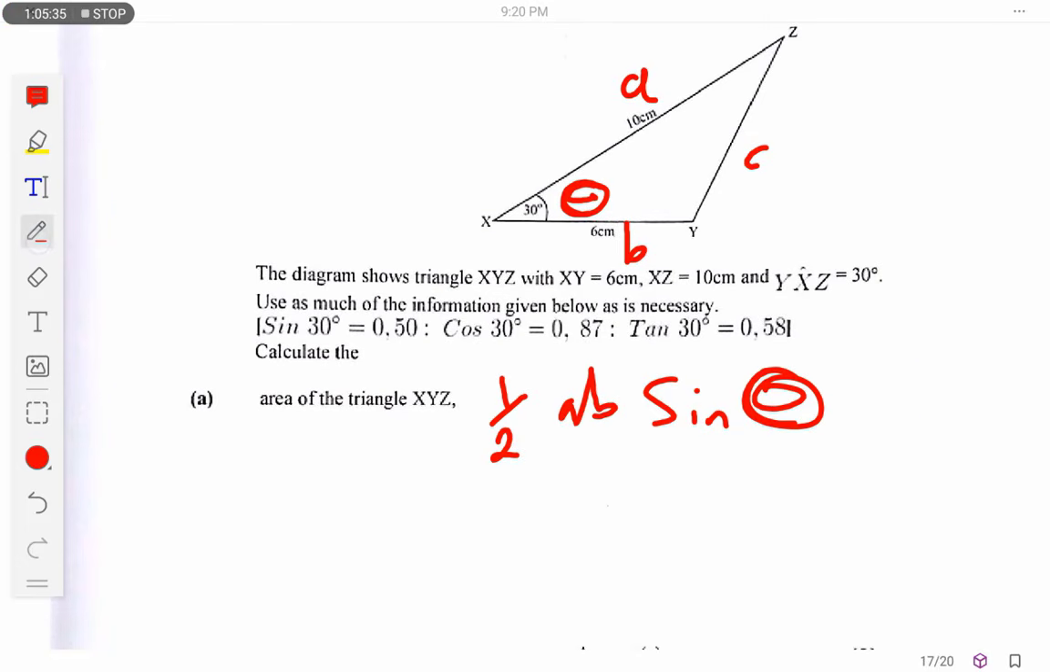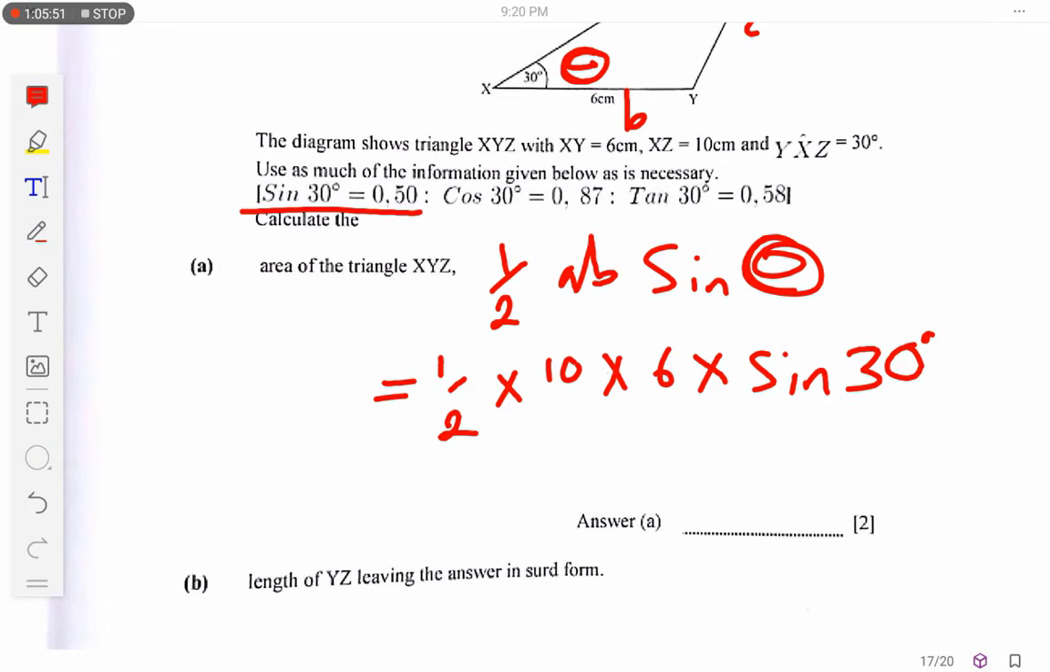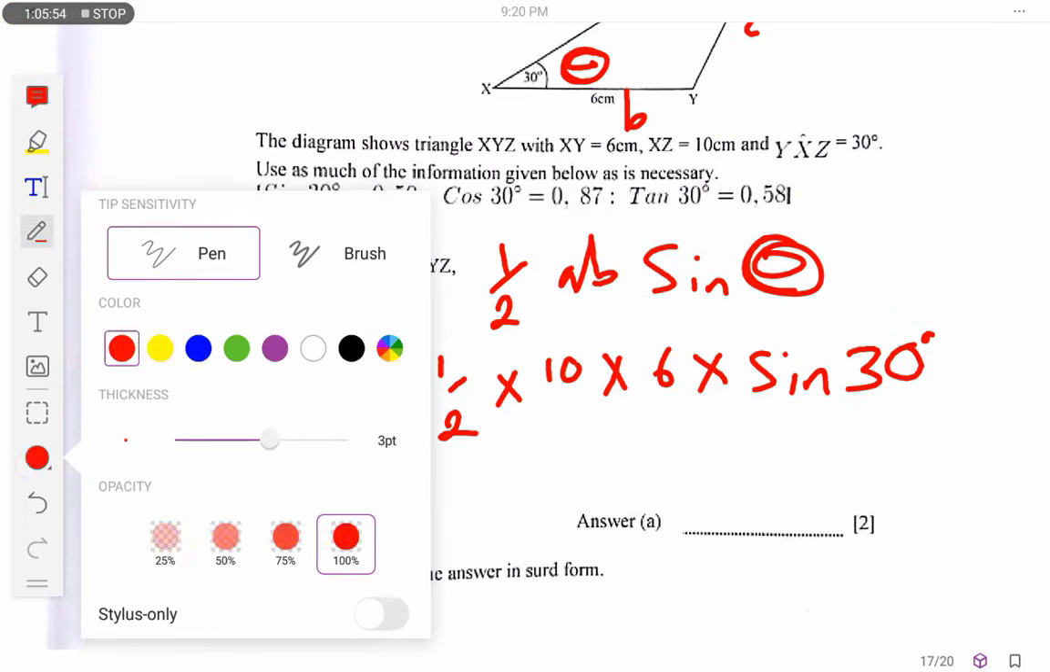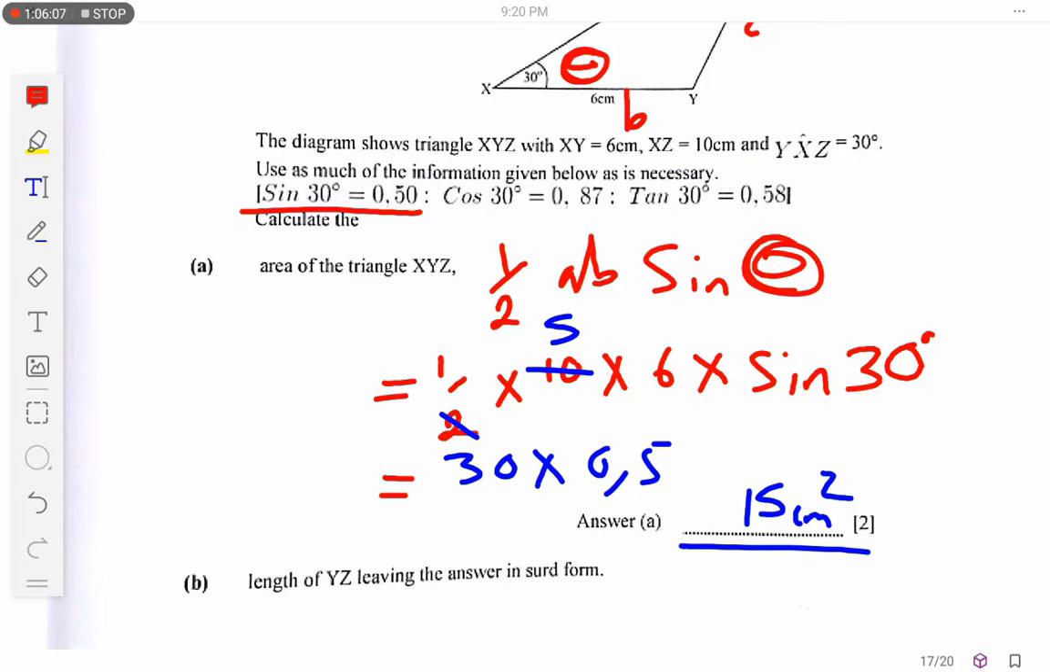So when I do that, I can calculate my area of the triangle as half times a, which is 10, times b, 6, times sine 30 degrees. We know sine 30 degrees is 0.5. So 2 can go into 10, 5 times 6, that's 30. So I have 30 times 0.5. So we get 15 centimeters squared. Okay, that's how we calculate.